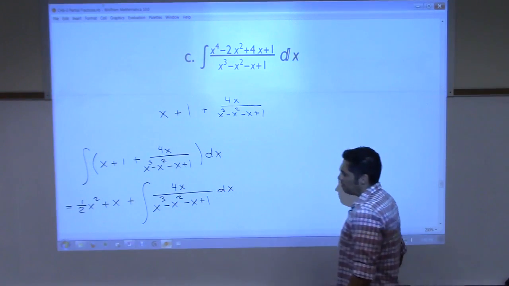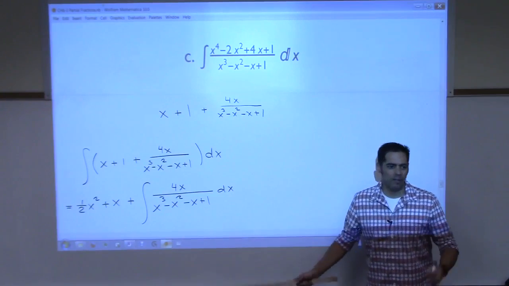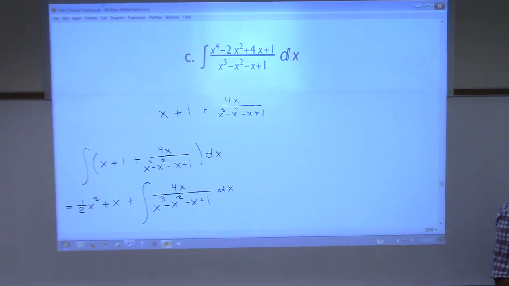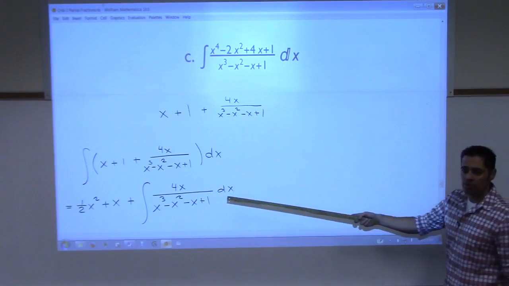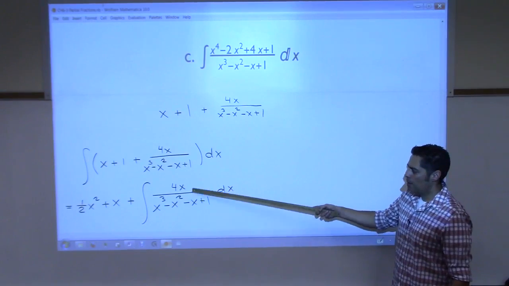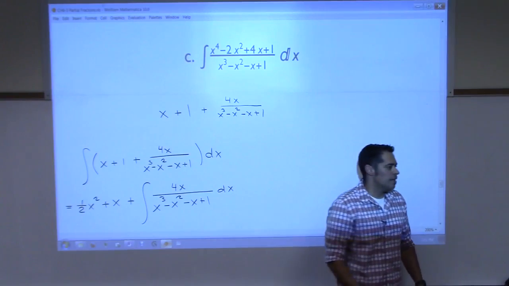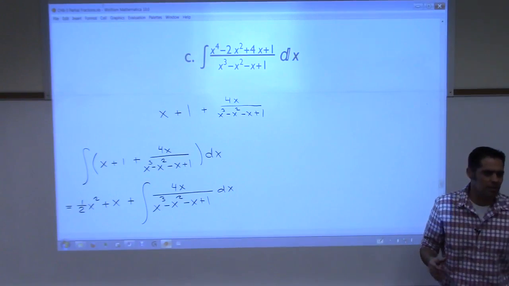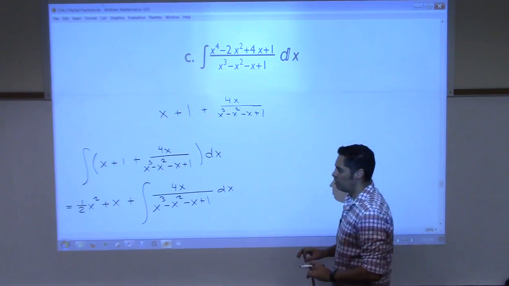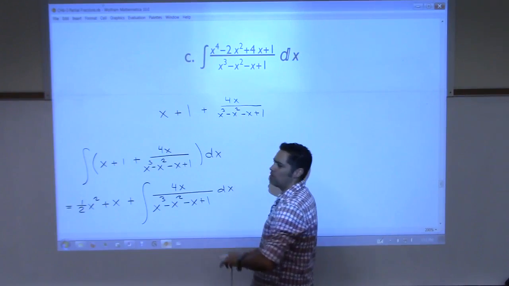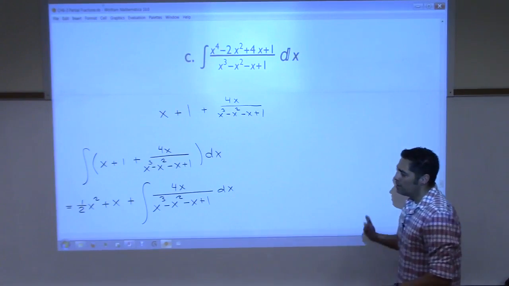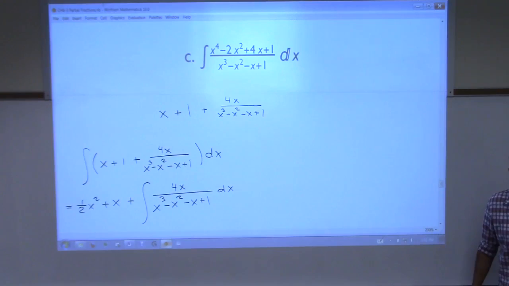All right, now we need to handle this. I've done the first step, which is long division. When I look at that, I still have a rational function, don't I? But the denominator's degree is now bigger than the numerator. And there's no simple thing that I see here. There's no basic u substitution or trig substitution or anything that we've learned. So I'm going to just go with partial fractions.